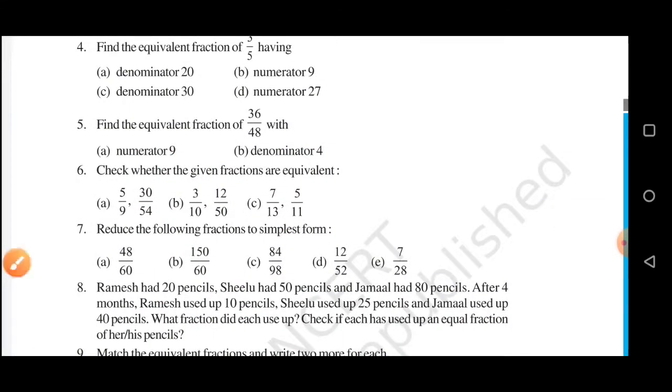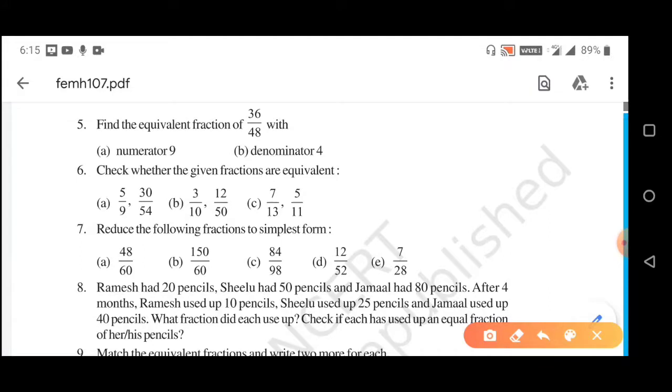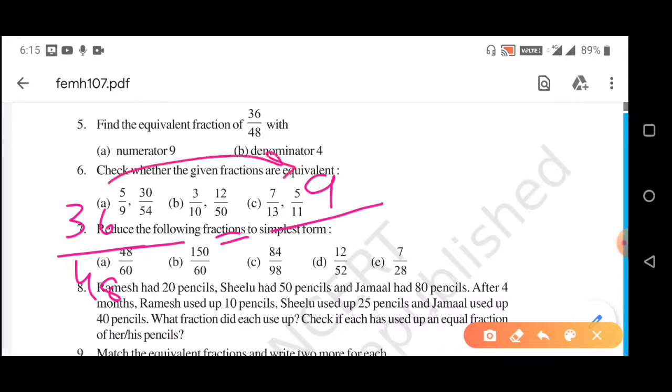Find the equivalent fraction of 36 by 48 with numerator 9. Numerator 9 means the upper part is 9. 9 is less than 36, that means we have to divide 36 by something to get 9. So now you have to check by which number you can divide 36 to get the answer 9. So the number will be 4.